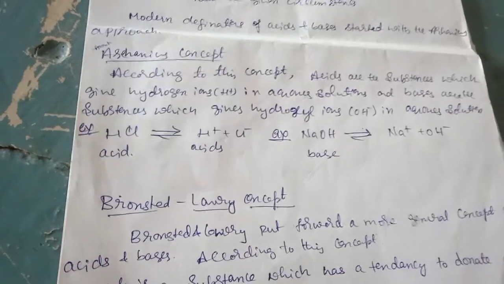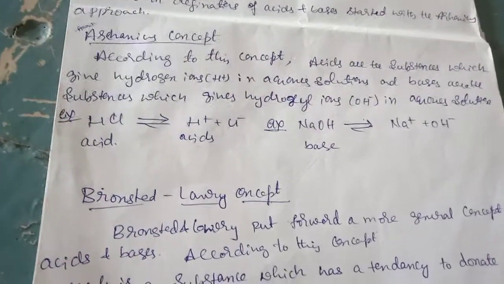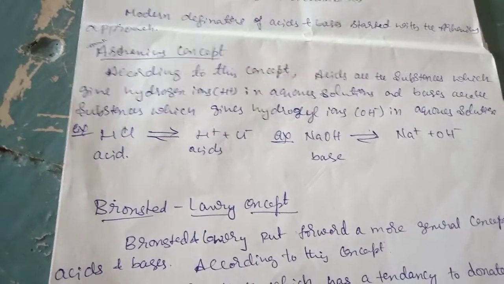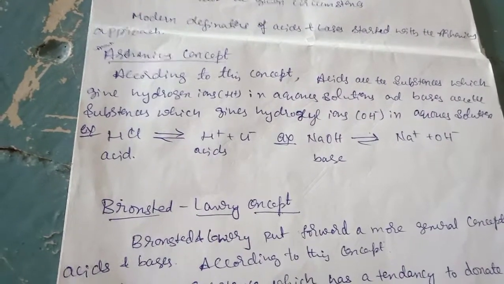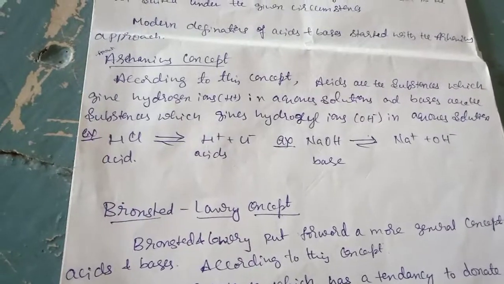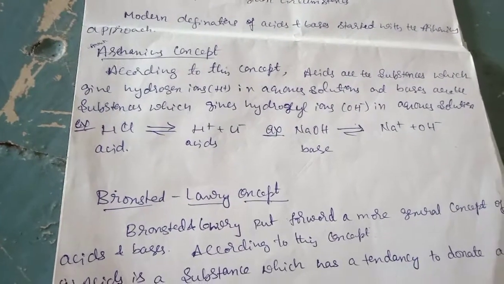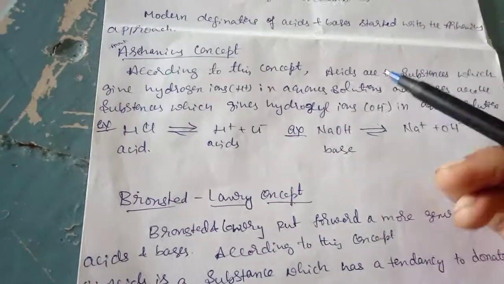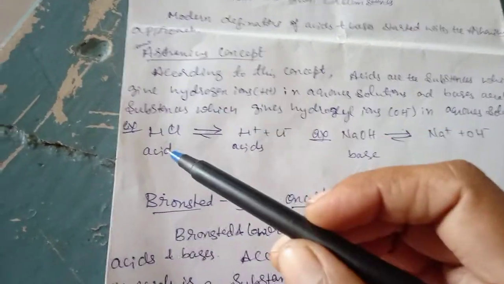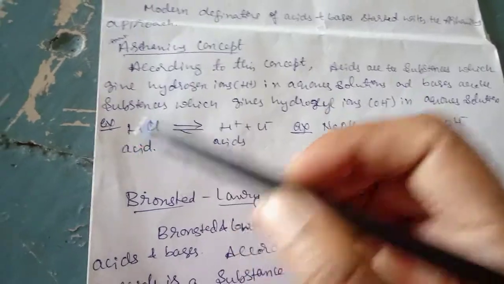According to him, acids are the substance which give hydrogen ion, that means the H plus ion, in aqueous solution, and bases are the substance which give hydroxyl ion in aqueous solution. Okay, according to the definition, now we should take an example for the acid.